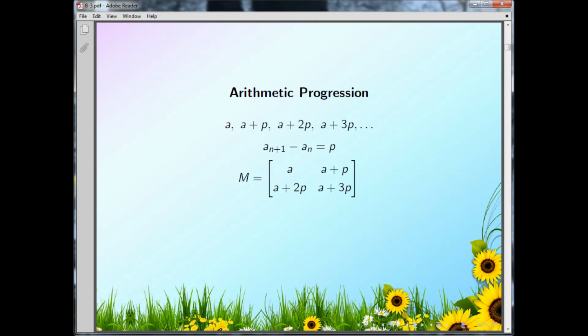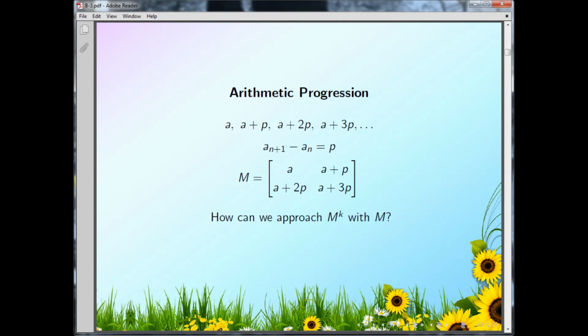So you can call the first entry a and add p to get the second entry, and c is over here, where you add another p, so this is a plus 2p, and this is a plus 3p. So the matrix they're talking about, which I'm going to call in quotes an arithmetic progression matrix, is always in this form. So choosing a and p covers all the matrices they're talking about.